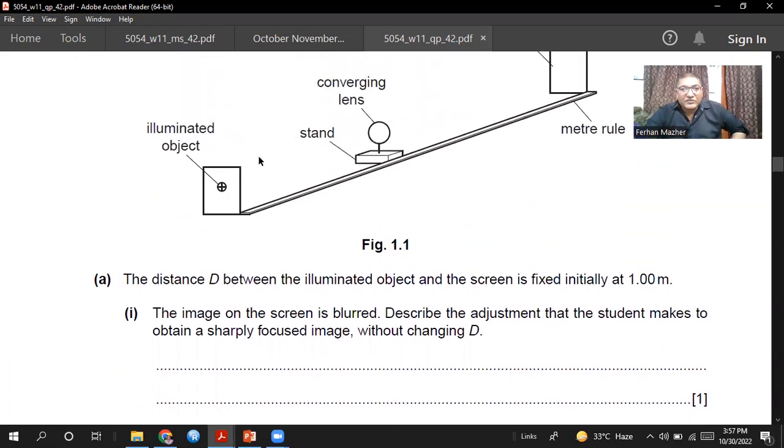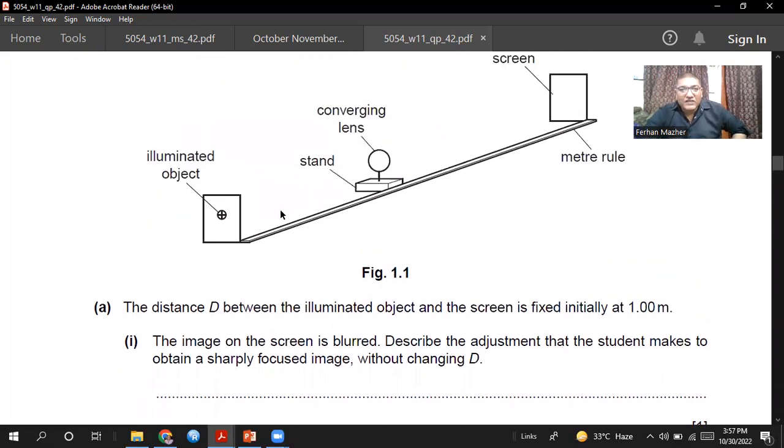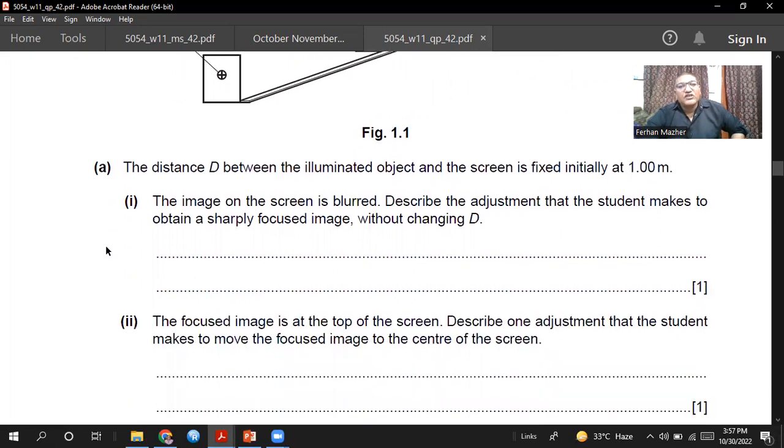They say the distance between the object and the screen is 1 meter, and it remains fixed. The image on the screen is blurred. Describe the adjustment that the student makes to obtain a sharply focused image without changing D. If you do not want to change D, it means that the distance between the object and the screen cannot be changed. The value of the capital D cannot be changed.